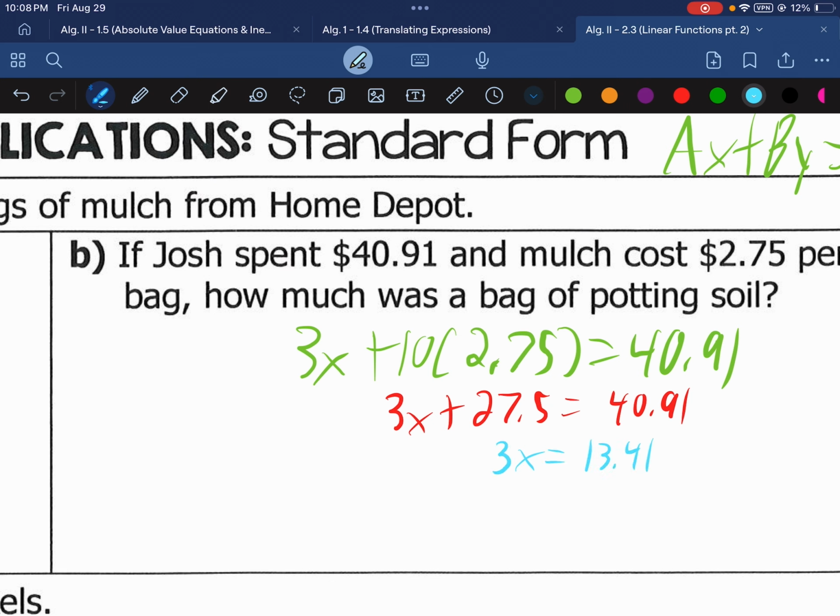13.41. And dividing by 3, we find that each bag of potting soil costs $4.47.